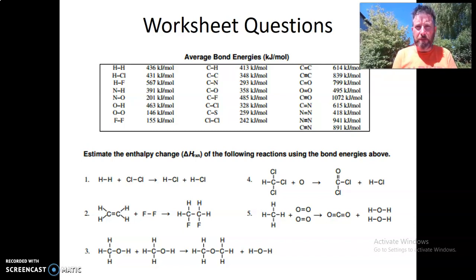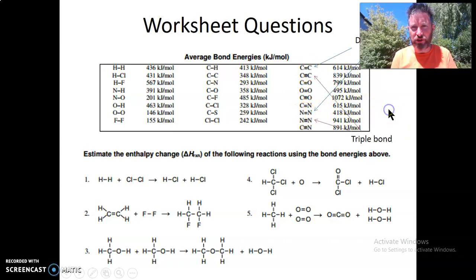So, a couple of things to note, right? There's lots and lots of different bonds here, so be really, really careful when you go on the worksheet. Some of these bonds are double bonds. You can't see the word double bond because something is in front of it, but that doesn't matter. So this is a carbon-carbon double bond. This is a nitrogen-nitrogen double bond. Some of these are triple bonds. This is a carbon-carbon triple bond. This is a nitrogen-nitrogen triple bond. So just be careful when you look at bonds.